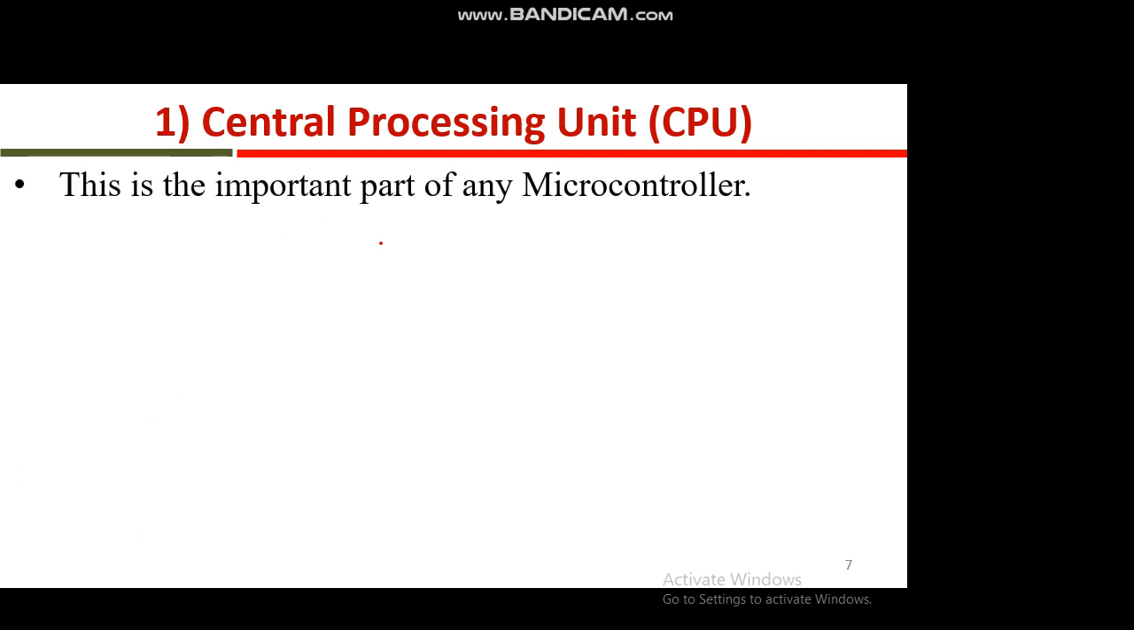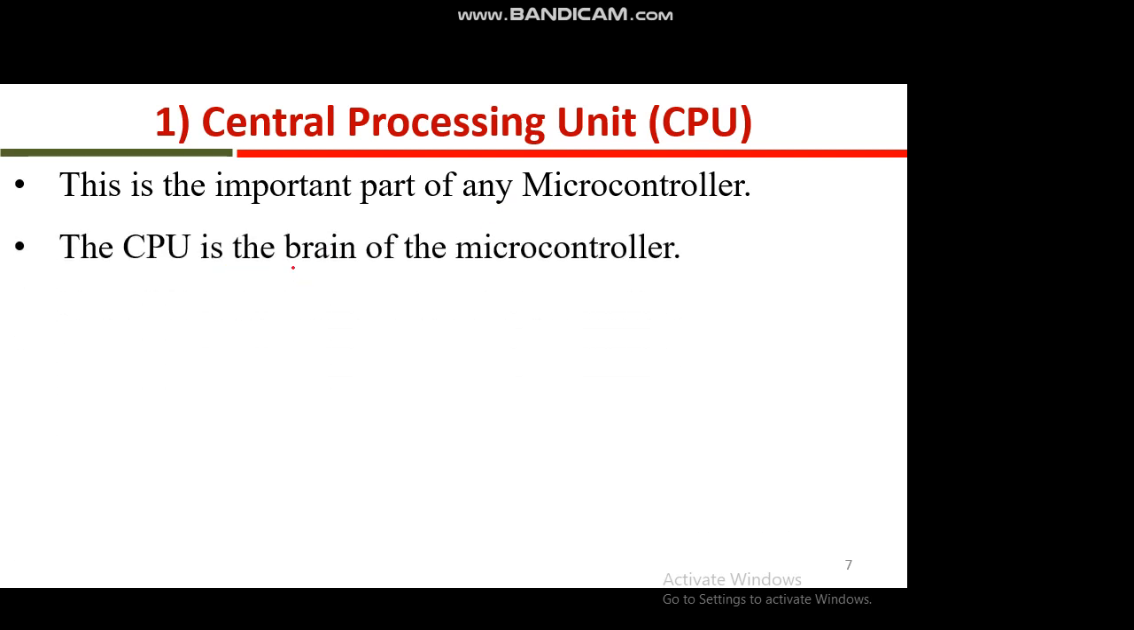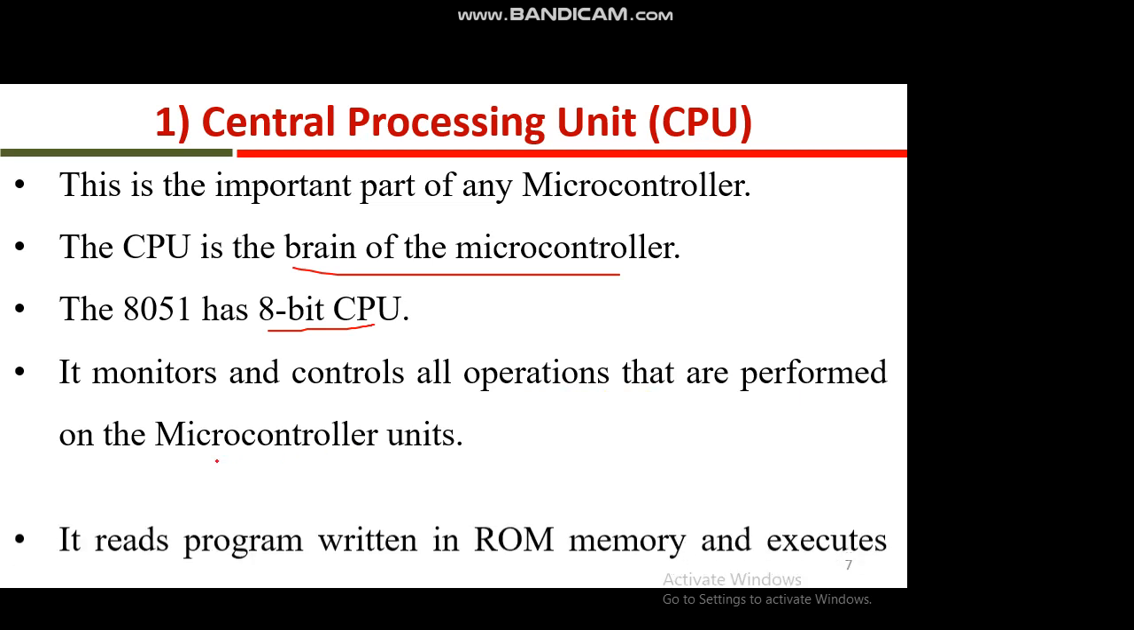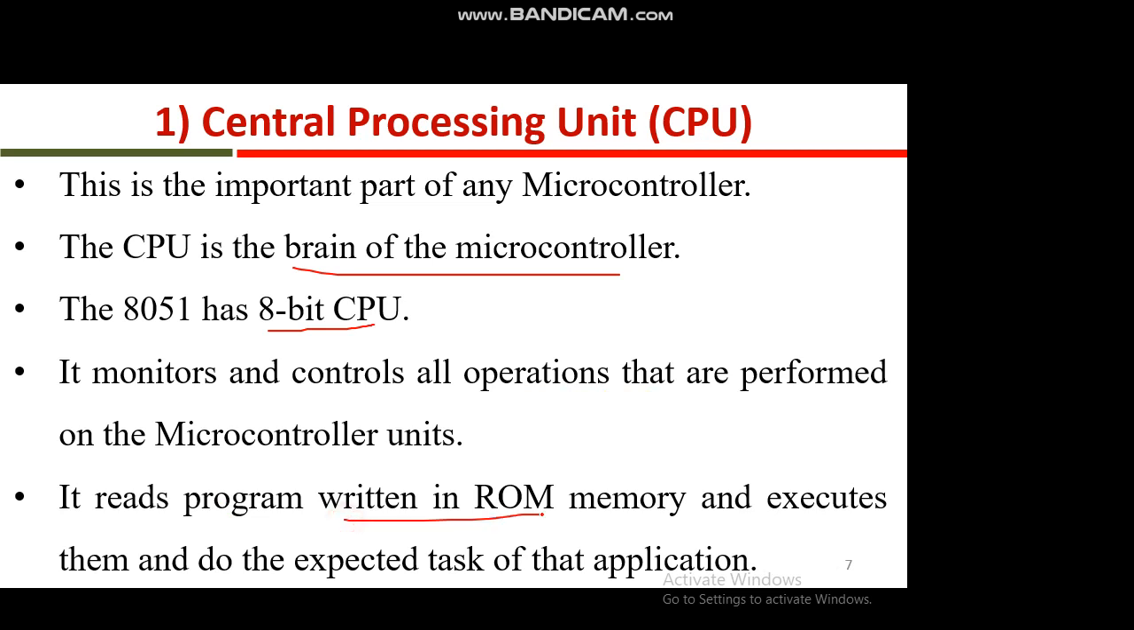So the first block is the central processing unit, that is CPU. This is the important part of any microcontroller. The CPU is the brain of any microcontroller. The 8051 has an 8-bit CPU. It monitors and controls all the operations that are performed on the microcontroller unit. It reads the program written in ROM, executes it, and does the expected task of that application. So this is the function of CPU.